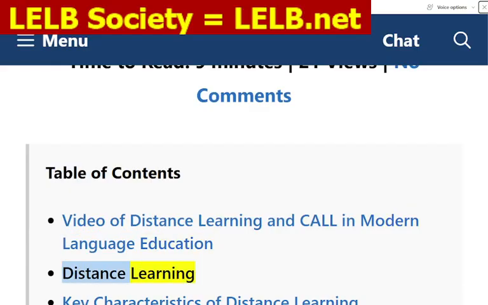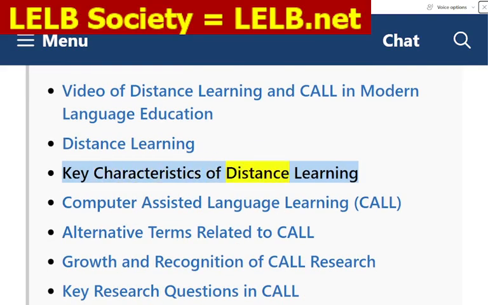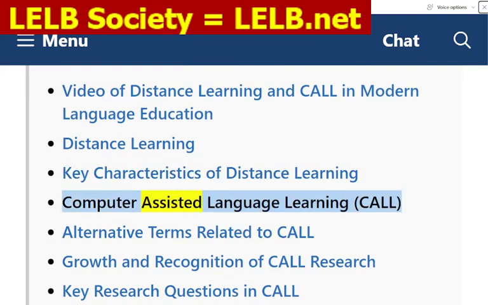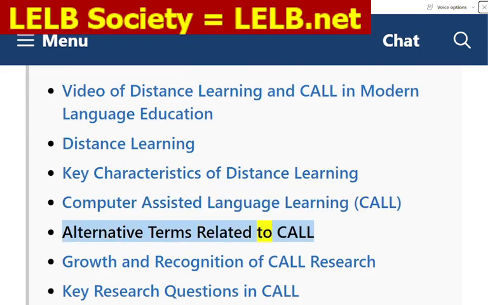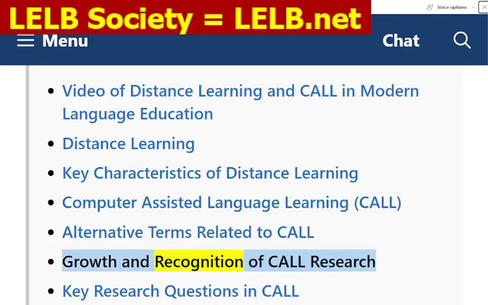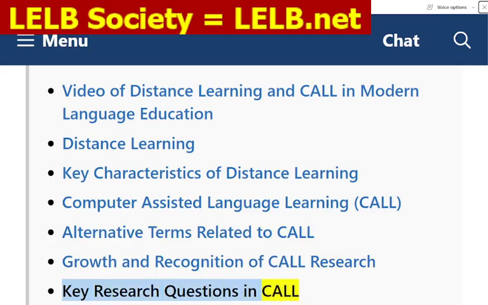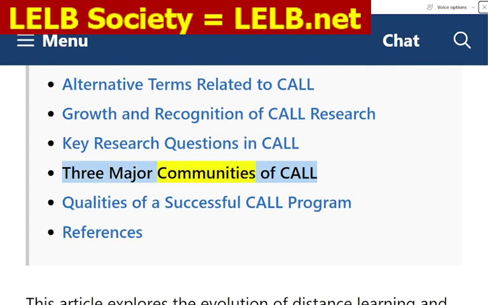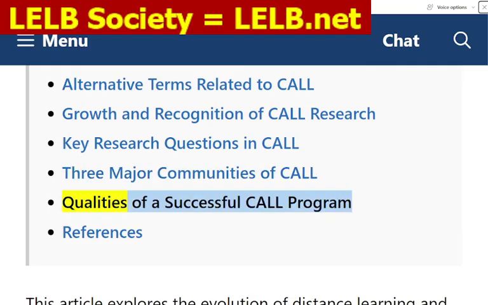Distance Learning. Key characteristics of distance learning. Computer-assisted language learning, CALL. Alternative terms related to CALL. Growth and recognition of CALL research. Key research questions in CALL. 3 major communities of CALL. Qualities of a successful CALL program.